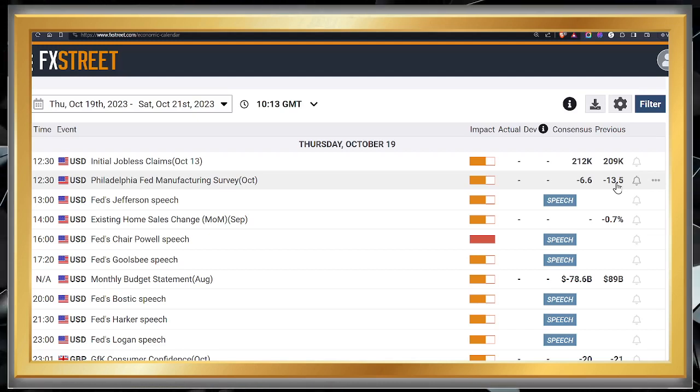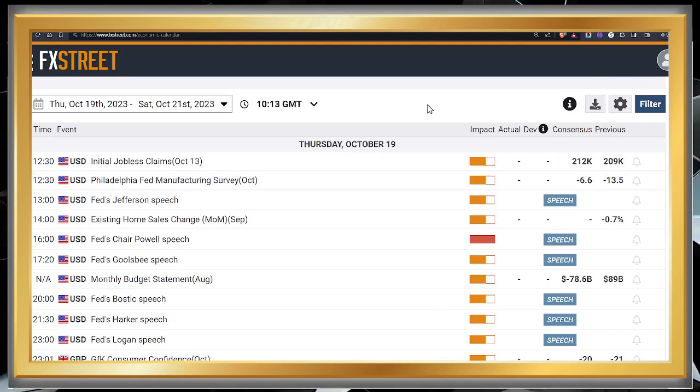Now, besides all this, we have a handful of speeches coming up from representatives of the Federal Reserve. So we have the Jefferson speech, which is coming up in about 2 hours. We have Goolsbee, whom we'll be talking much more about later in the day, Bostic, Harker, and Logan as well. So these are events that we also want to take into consideration. And of course, we know that the anticipation of these events alone has a tendency of influencing the market sentiment, which in the long run will dovetail to price action movement.